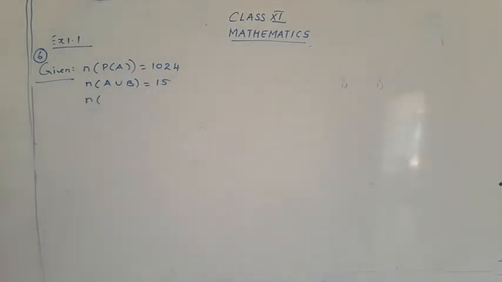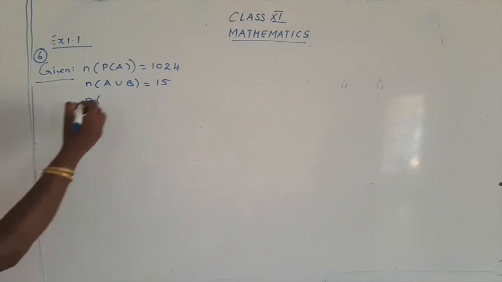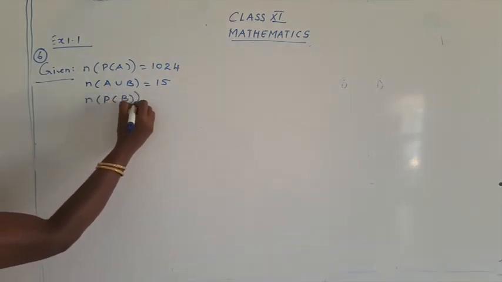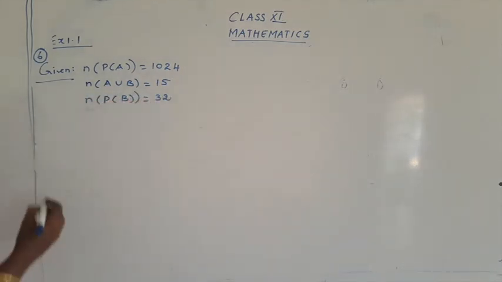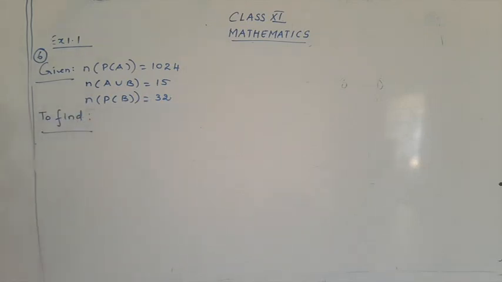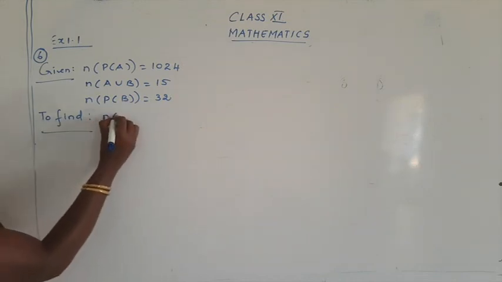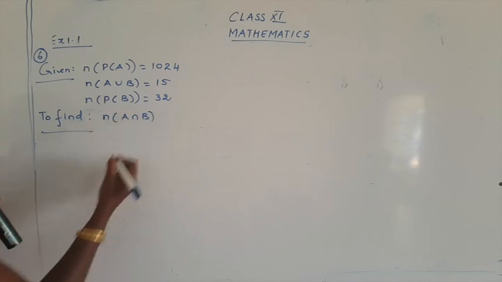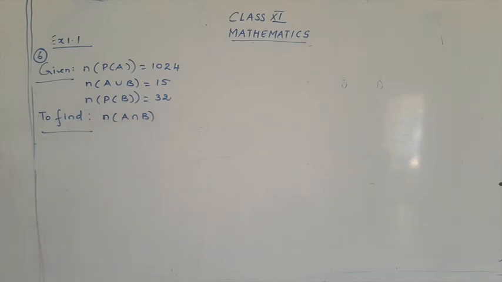n of P of B is 32. n of P of B is equal to 32. What do we have to find? We have to find n of A intersection B. Okay, now let's go for the solution part here.